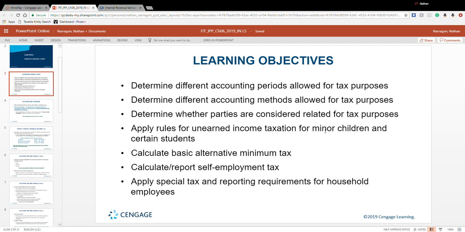So we're going to get into all these special items and get you the basic knowledge of what these are and basic calculations. This chapter is probably going to be the shortest of them all because it's very straight to the point. So let's go ahead and get into it.